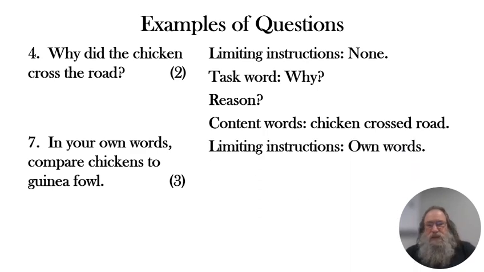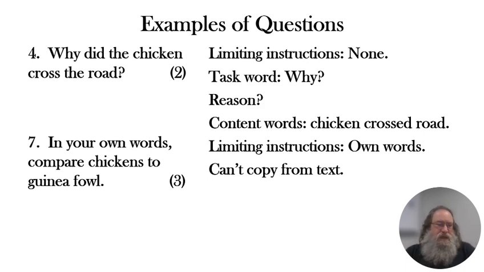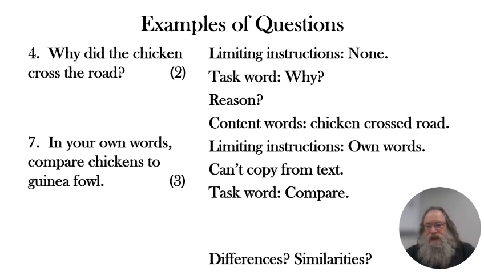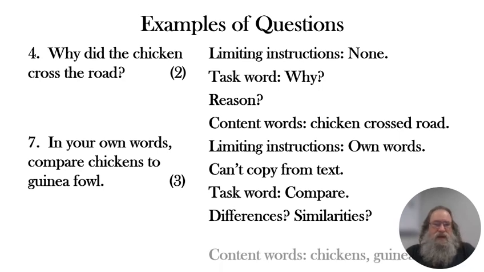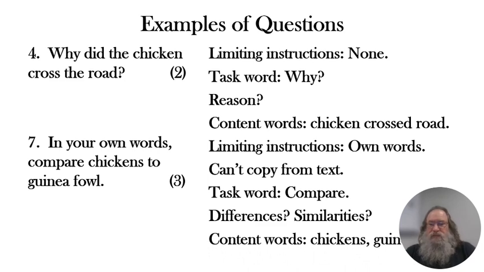Right, let's take a look. Limiting instructions, and there you see it, own words. What does that mean? Essentially, you can't copy from the text. That's it. Simple as that. So then we go on to the task word, and we've got this magical word compare. And we know that compare means differences or similarities. How are they different? How are they the same? And then chickens, guinea fowl. Those are your content words. You're comparing the chickens to the guinea fowl. Easy, easy, easy. And once you've analyzed that, go ahead and you can answer.